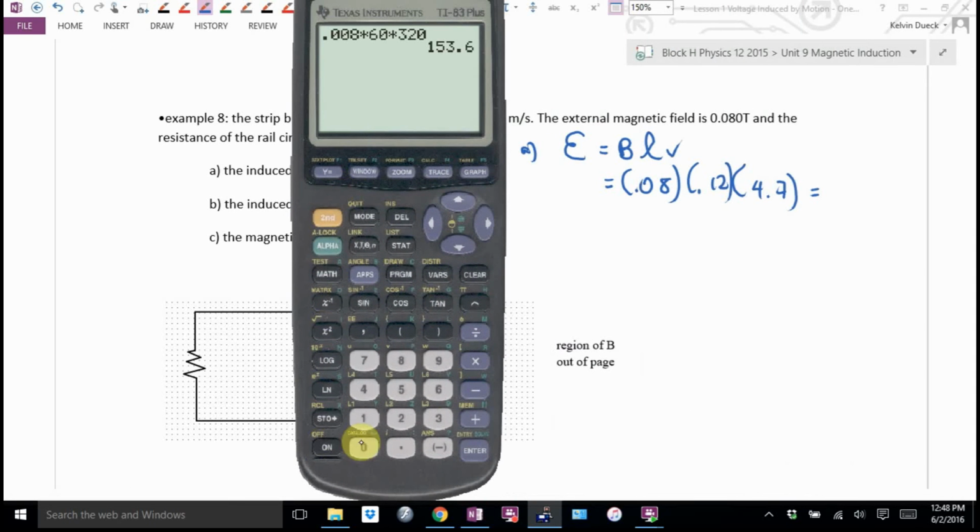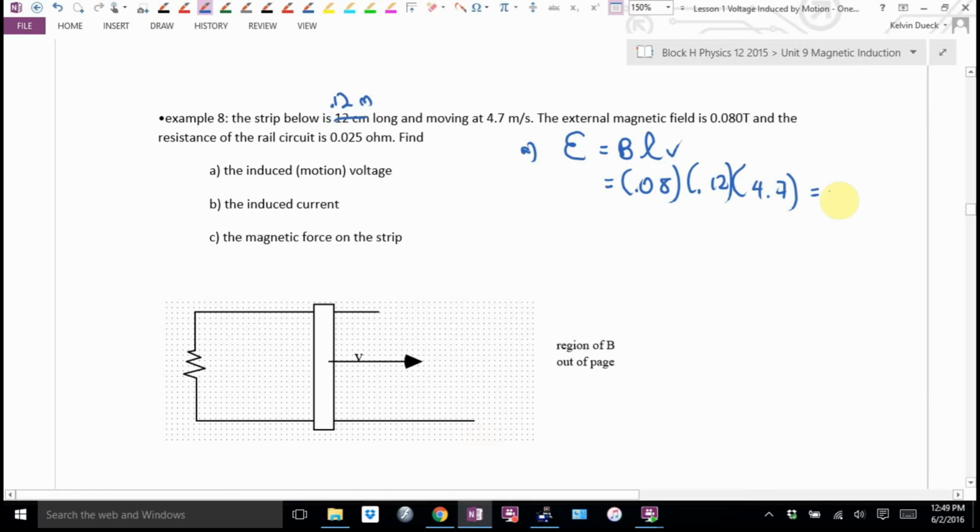How many volts are we creating? 0.08 times 0.12 times 4.7. Not much. You get 0.04152? This is not a very efficient way to create voltage, but it will create voltage. So I'm going to go 0.045 volts.